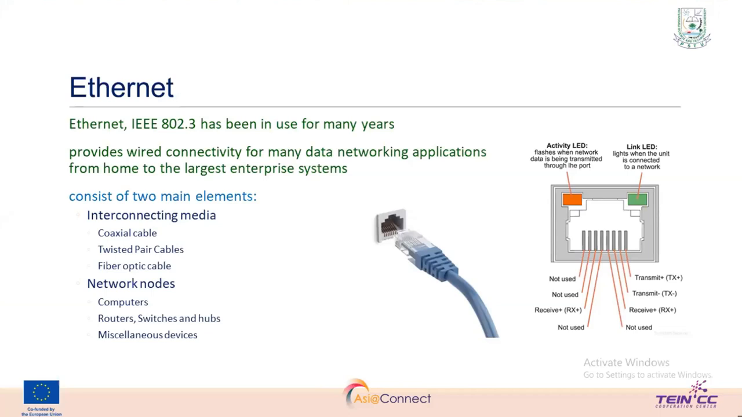In an Ethernet connection, we can see an Ethernet port here, with an RJ45 connector, by which we can connect a twisted pair cable to the Ethernet port. This is the schematic diagram of an Ethernet port. There is an activity LED that flashes when network data is being transmitted through the port. This is the LED that will flash. The link LED lights when the unit is connected to the network.